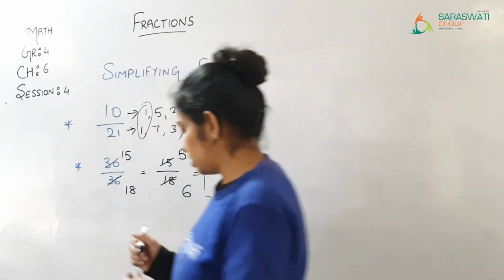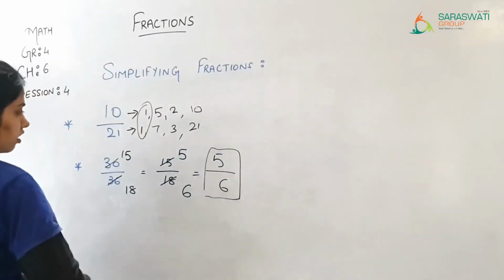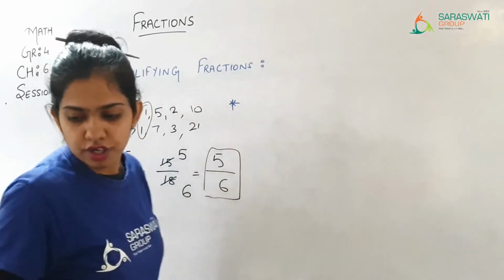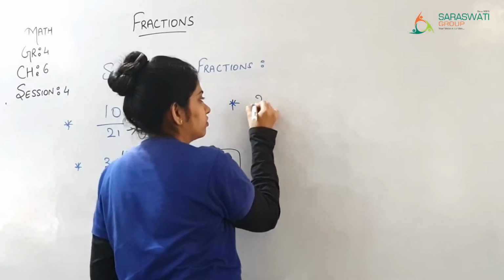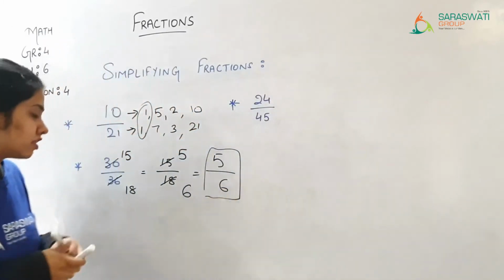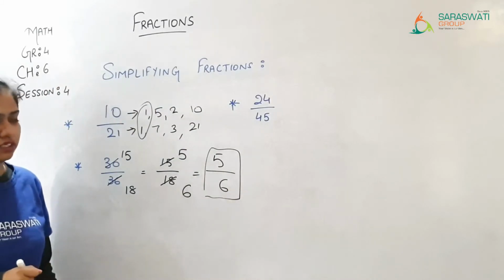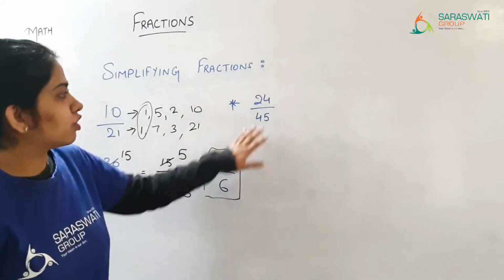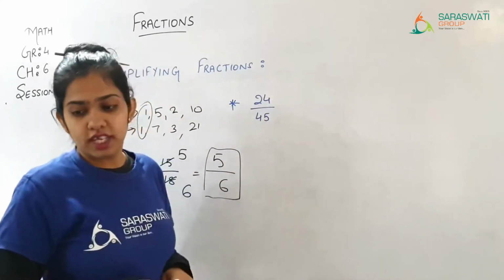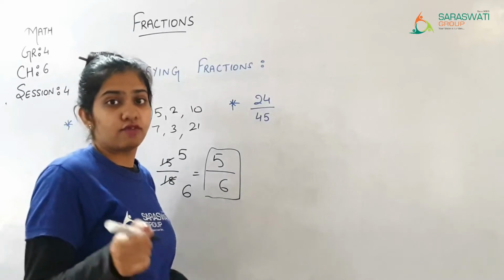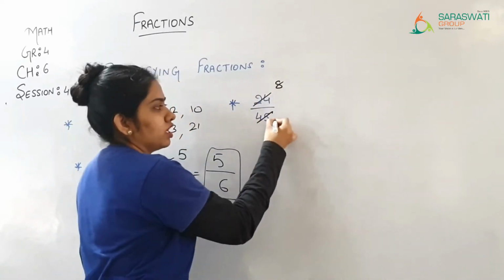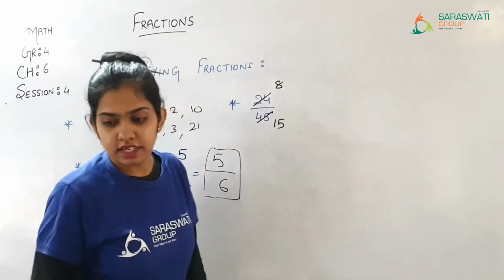Now let us take another example: 24 by 45. Now this is possible with 3, right? So 3 8s are 24 and 3 15s are 45.